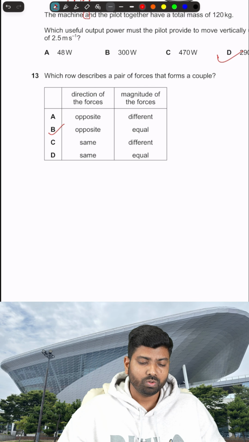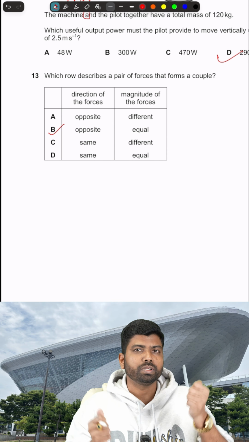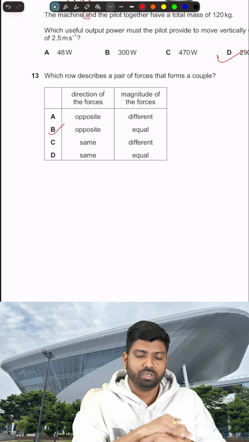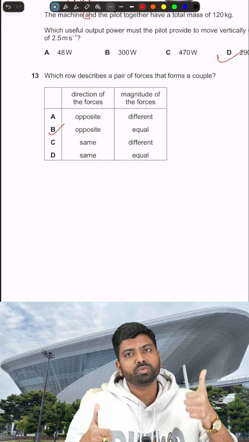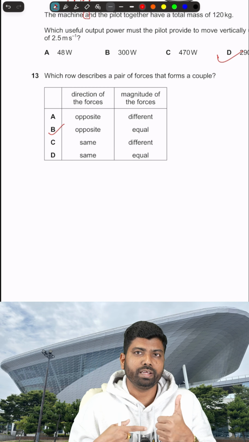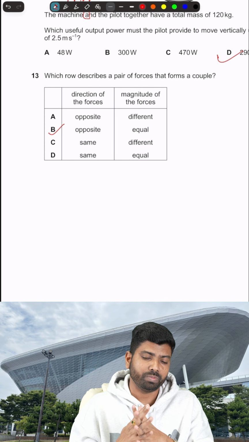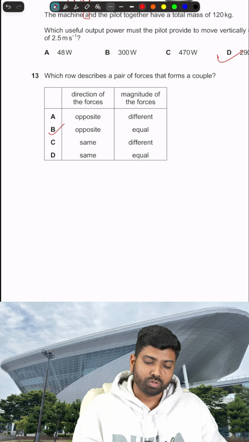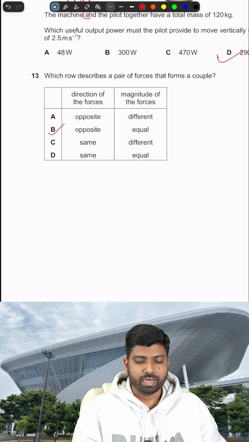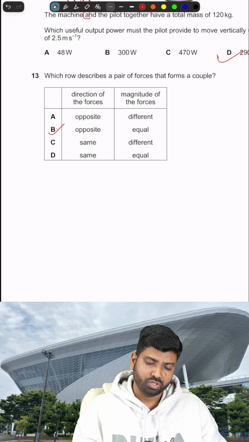Question number 13. Which row describes a pair of forces that comes in a couple, right? Couple, the turning effect of force, right? So when two forces are equal and acting opposite to each other, not on the same line, the line of action should not be the same, that is called a couple. So then already you know the answer. So I have mentioned here that it should be in opposite direction and should be equal in magnitude, right?